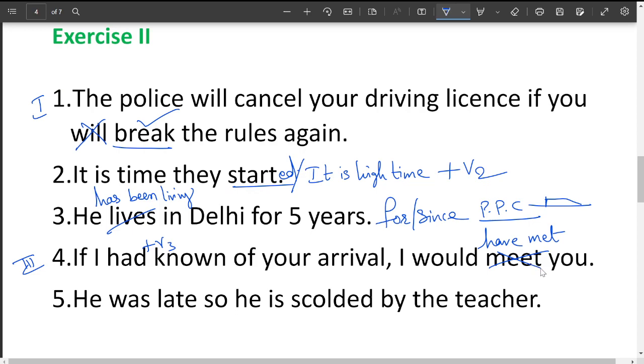Okay, not "meet you here," not "I would meet you." It must be "I would have met you." Third conditional tense. Here it is had plus V3, and here would have plus V3.